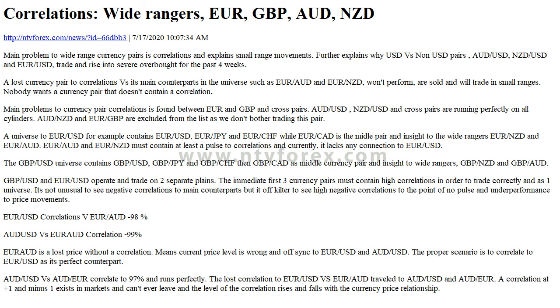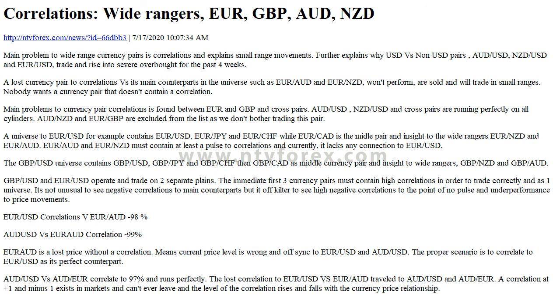EUR-USD versus EUR-AUD correlation 98%. AUD-USD versus EUR-AUD correlation 99%. EUR-AUD is a lost price without a correlation. It means the current price level is wrong and off sync to EUR-USD and AUD-USD. The proper scenario is to correlate to EUR-USD as its perfect counterpart. AUD-USD versus AUD-EUR correlate to 97% and run perfectly. The lost correlation to EUR-USD versus EUR-AUD traveled to AUD-USD and AUD-EUR. A correlation at 1 and -1 exists in markets and can't ever leave, and the level of the correlation rises and falls with the currency price relationship.